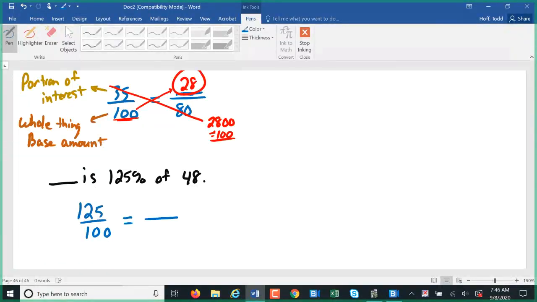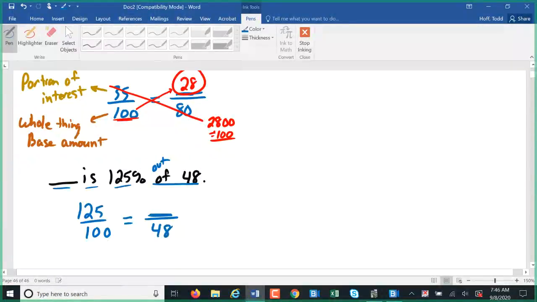On the other side, we still have to match everything up. Well, blank is 125. That's implying that our missing number lines up with the 125. Of 48, again, we can read that as out of 48. It implies the 48 goes on bottom. Now, before we even start here, we know what goes up here is going to have to be bigger than the 48 because we're dealing with something bigger than 100%.